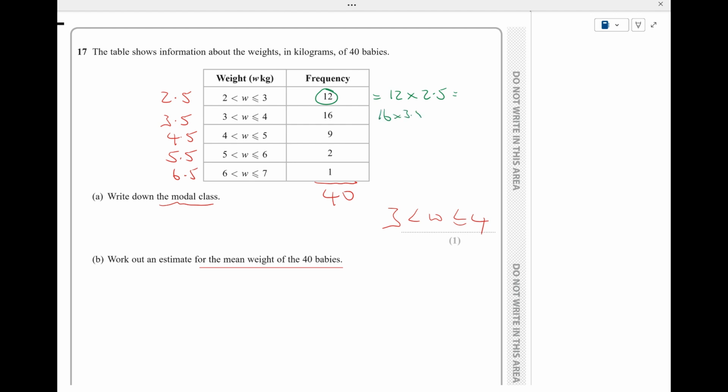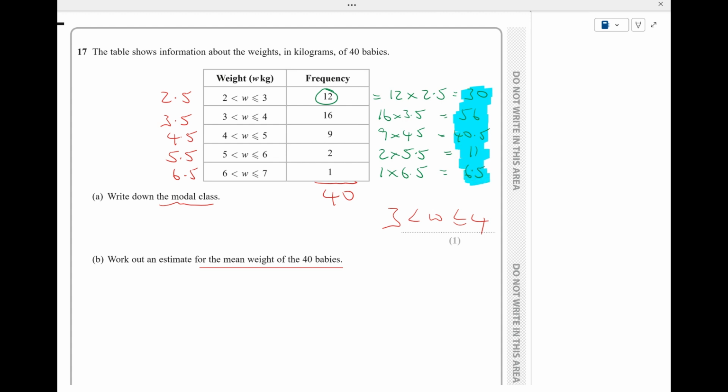16 times 3.5 to find that total. 9 times 4.5 for the total of those 9 babies. 2 babies, 5.5 each. 1 baby, 6.5. Right. Time to get the calculator out. 12 times 2.5, 30. 16 times 3.5, 56. 9 times 4.5, 40.5. 2 times 5.5, 11. 1 times 6.5, 6.5. So to find the total of all the 40 babies, I'm going to add those up.